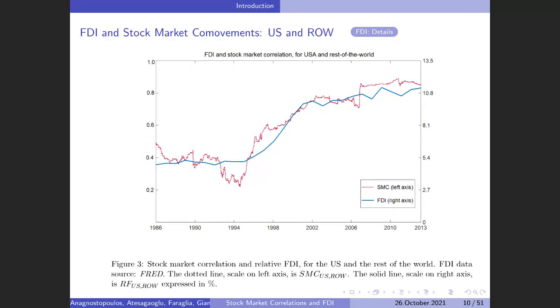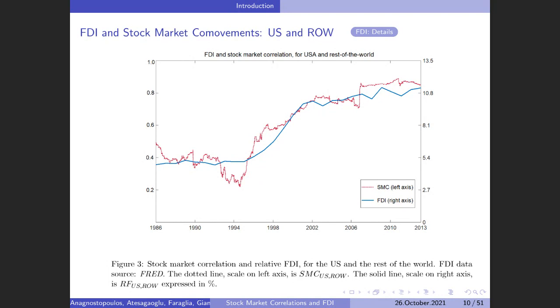The stock market correlations between the US and the MSCI excluding the US, which we call the rest of the world. We know that the correlations, represented on the y-axis, were at a level of 0.4, and starting in the mid-1990s, they started to go up and reached a level of 0.8. And on the right-hand side, I'm sorry, we have the FDI between the US and the rest of the world. And how do we measure FDI?